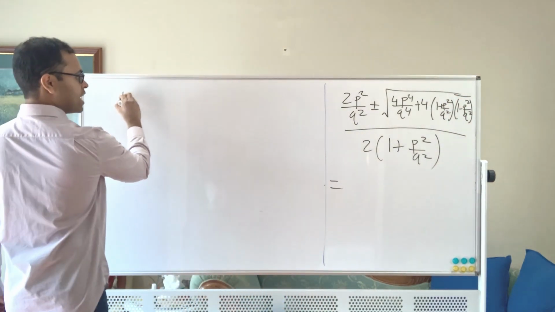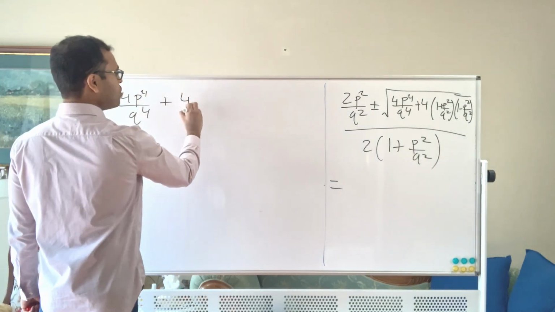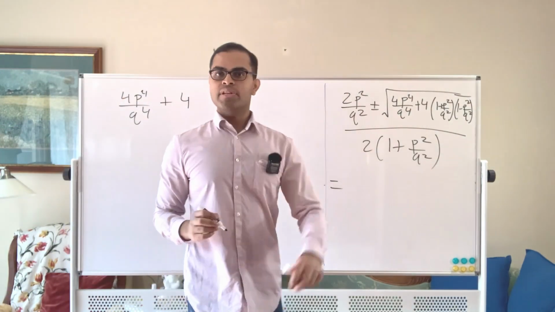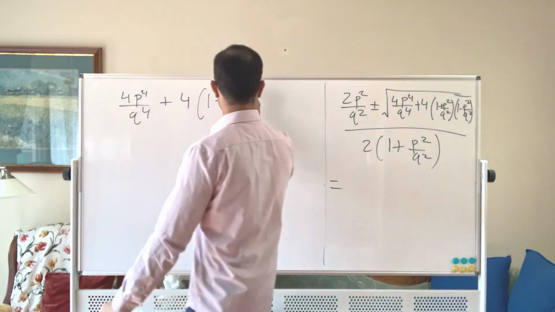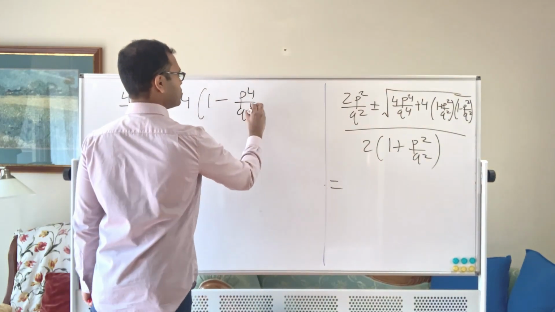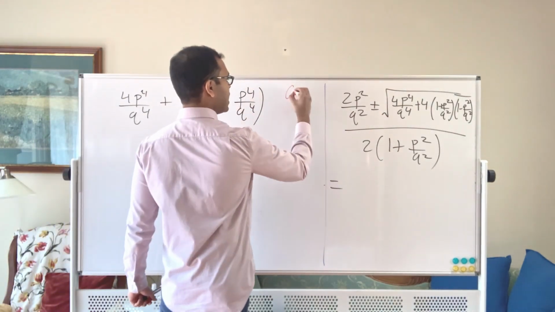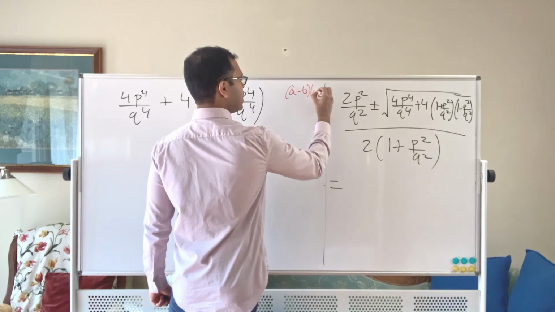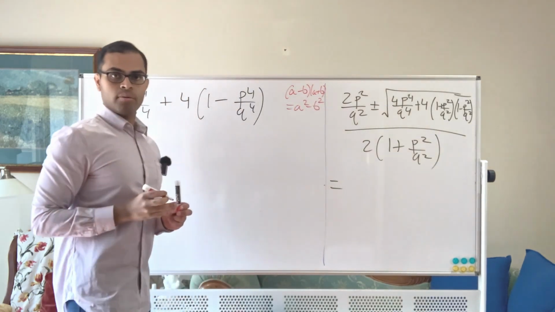So we can write that as 4p to the 4, what's inside the square root, plus 4 times a squared minus b squared. So 4 times 1 minus p squared over q squared, the whole squared, which is p power 4 over q to the 4. Here I've used the formula just to be clear: a minus b times a plus b is equal to a squared minus b squared. That's the formula I've used.